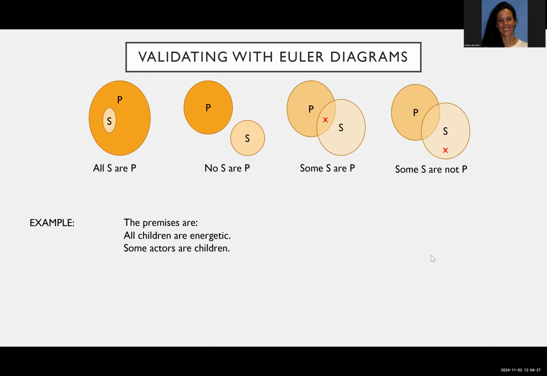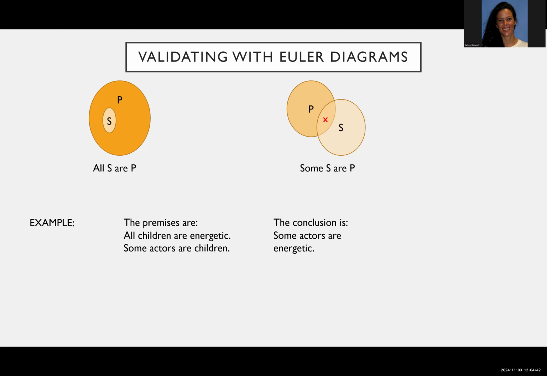Another example here. All children are energetic. Some actors are children. So this is some S are P. And then we need to figure out if our conclusion is valid. The conclusion is some actors are energetic. So here we're going to have some S are P. And we've got children.